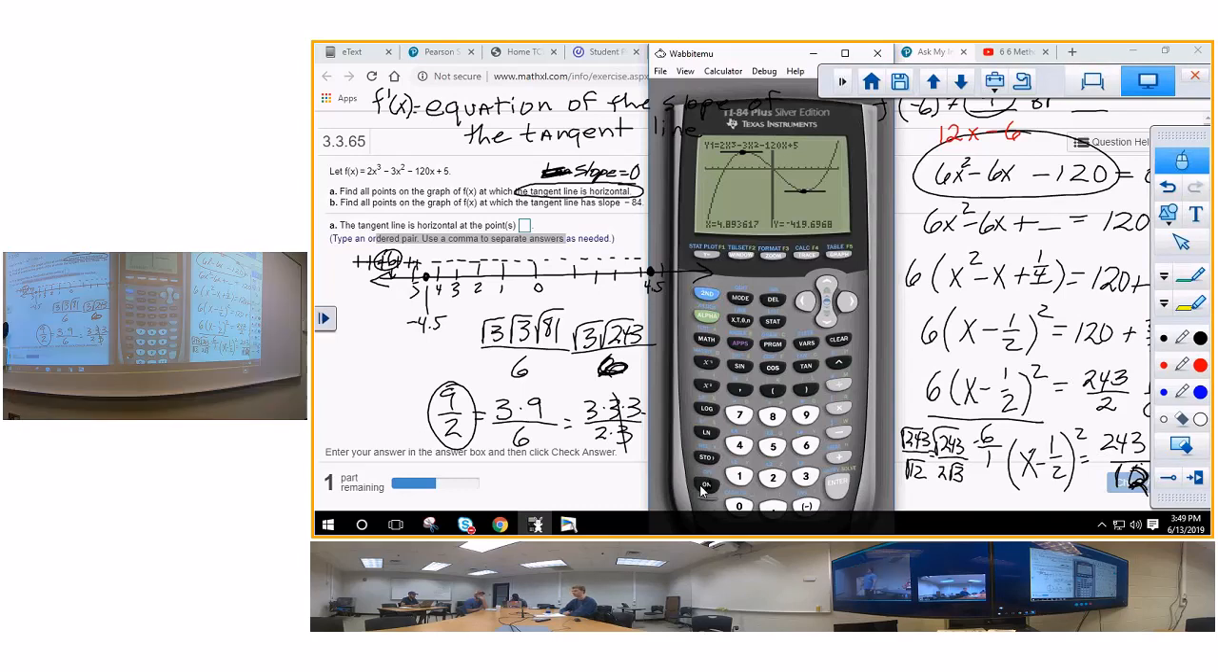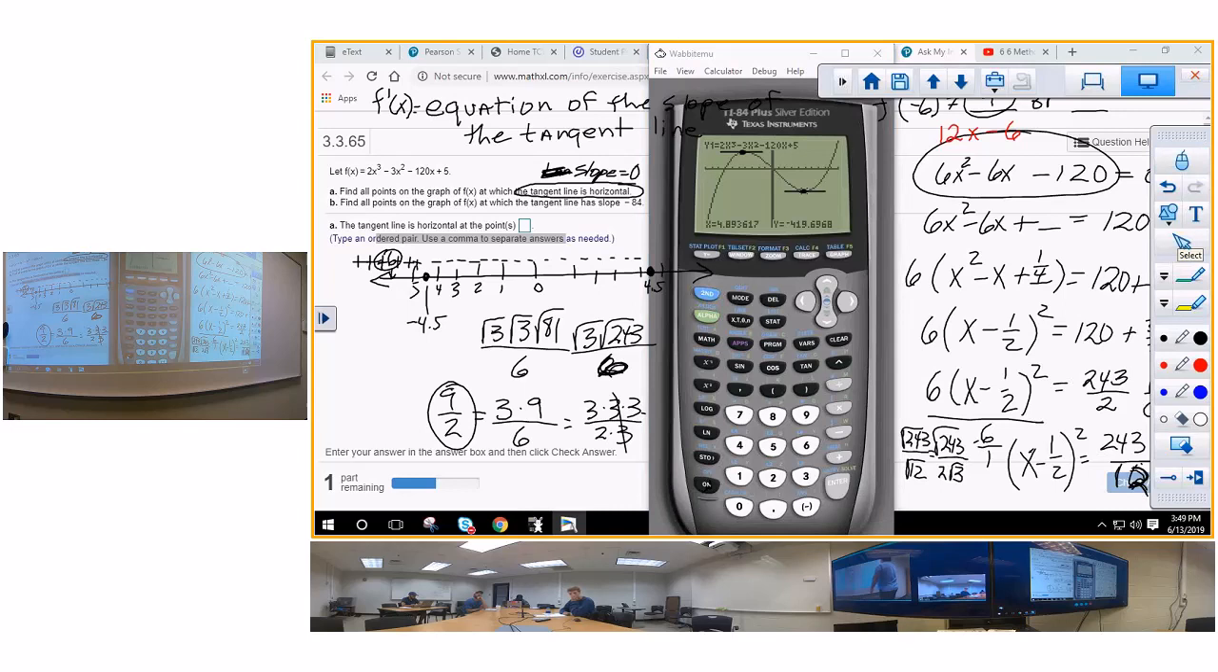And basically, the second derivative will give you the inflection point, which we'll get into later. Now, look at B. What does B say? Find all points on the graph at which the tangent line is equal to what? Negative 84. So what are you going to set the first derivative equal to? Negative 84. So let's do that.